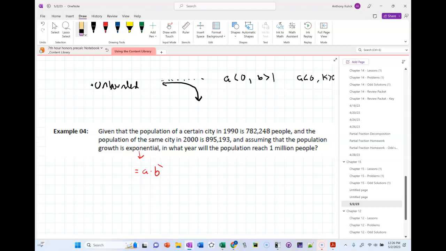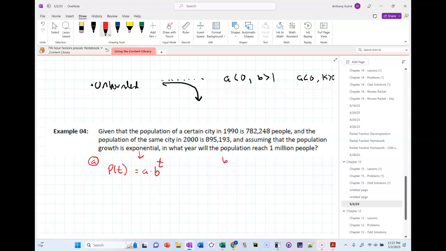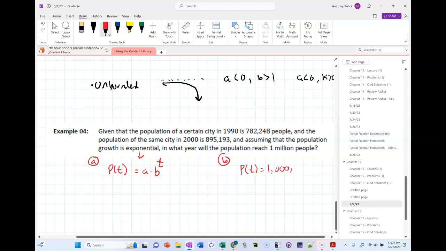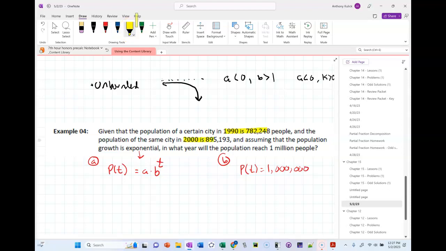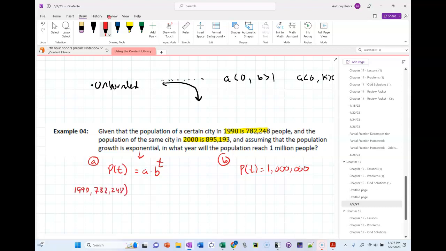Well, since we said population here, I'm going to think about this as a function. So I'm going to do P of t and t. So part A is just going to be creating a model for the situation. And the second part of this then is going to be solving that model when it's equal to 1 million. Right? So to create that model, I'm going to be using this where t, the year, is our input and the population is our output. So I'm going to think about these as points.